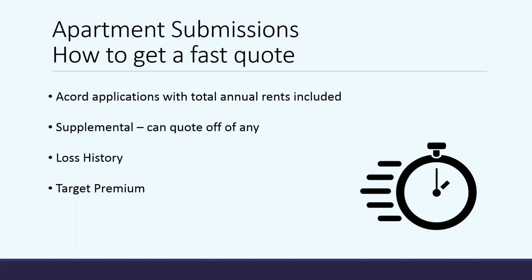And then loss history. If they have prior coverage and you have a copy of the loss runs, loss history is always great to provide. It varies by market, but I'm generally looking for 3 to 5 years of history. And if, say, they bought the building 2 years ago, then that's fine. That's all the loss history they have. If they have had any losses, I can consider the risk with losses. I would just need some further details regarding those losses.